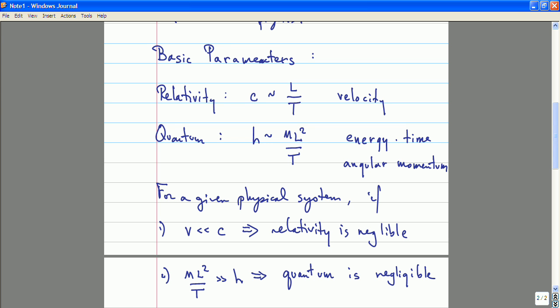And one can even go one step further, as we will do in just a minute, and use this principle not just to say that these effects are negligible, but to give a numerical, albeit order of magnitude estimate of the sizes of these sorts of effects.